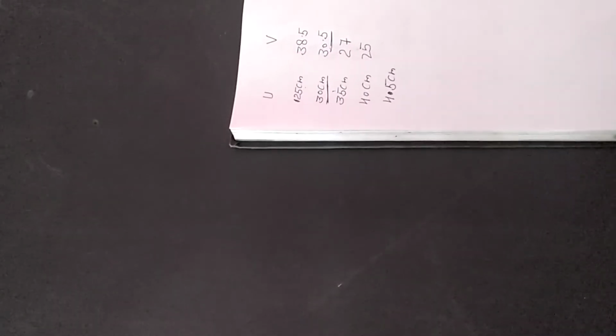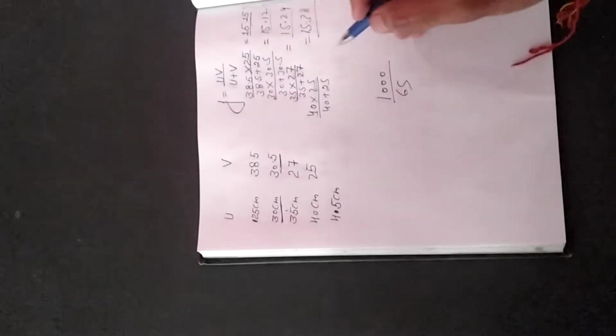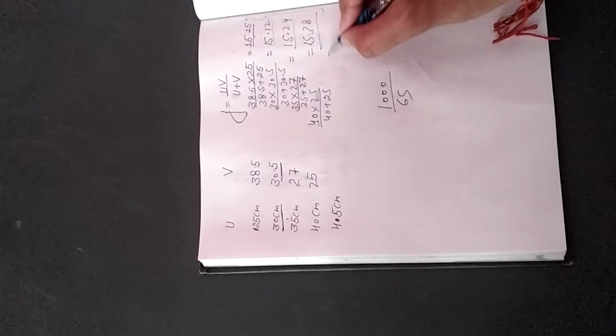So 40 into 25, it will be 1000 divided by 65. You have to calculate this. 1000 divided by 65, and it is coming 15.38. So guys, after taking these 4 readings, 1, 2, 3, 4, one more also you can take, and then you have to calculate the mean.